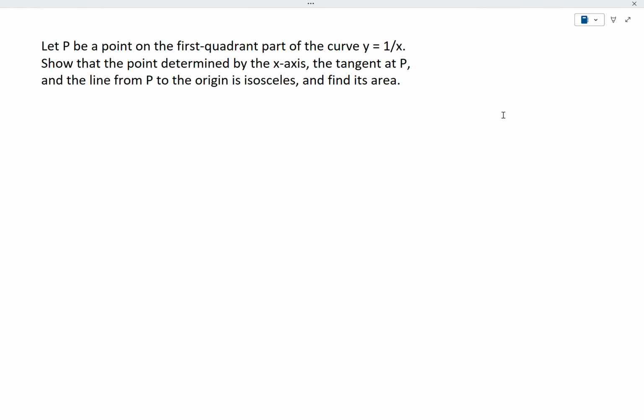So there's a lot going on here, but we're going to start off with just drawing the curve. We're just looking at the first quadrant right here, and there's our curve y is equal to 1 over x. And we're picking some point on it. We'll call it P, but we're more interested in the coordinates at that point. So the coordinates there, we'll just call it A, comma B, but we can figure out what the y value is based on A. Since y is equal to 1 over x, this is going to be 1 over A. So that'll be our point, A, comma, 1 over A.